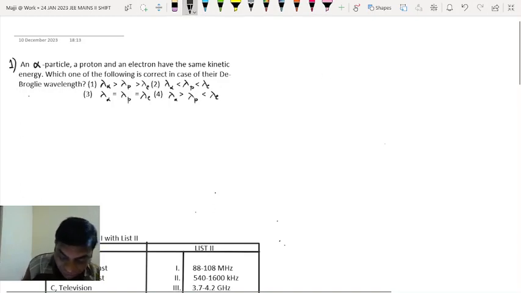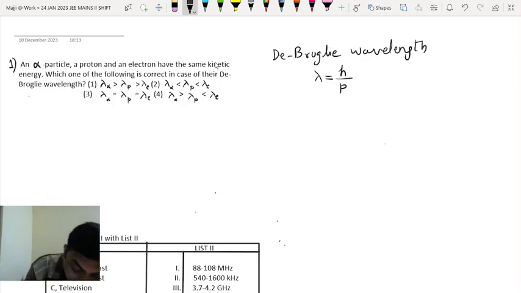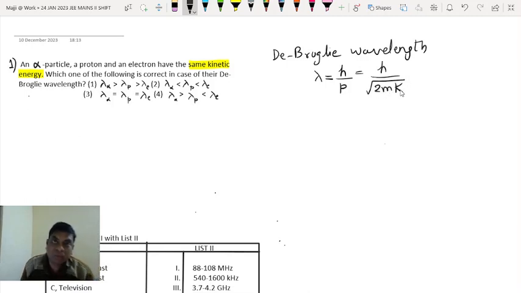Now you see, the de Broglie wavelength is simply given by h, that is Planck's constant, upon linear momentum. Since we have been informed that they travel with the same kinetic energy, let us replace momentum in terms of kinetic energy. So momentum in terms of kinetic energy will be under root 2mK, where m is the mass and K is the kinetic energy.